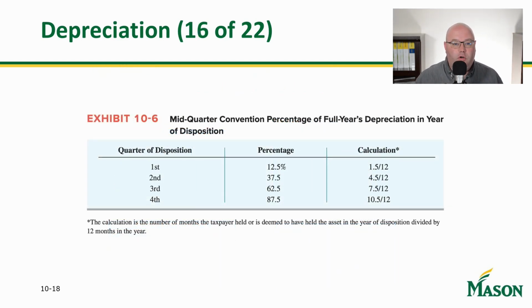This is the mid-quarter convention for a full year's depreciation in a year of disposition. Again, if you dispose of it in quarter number 3, you're going to take 62% of the depreciation that it's supposed to have had for that year. And so that's how this kind of works out.